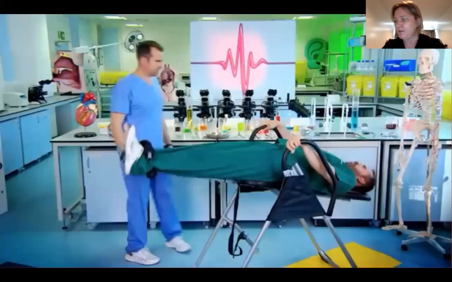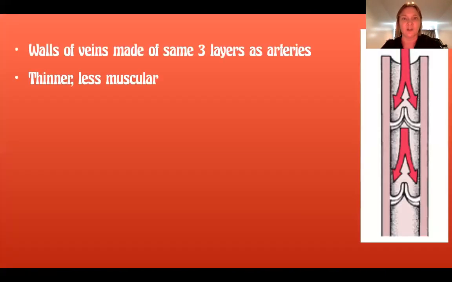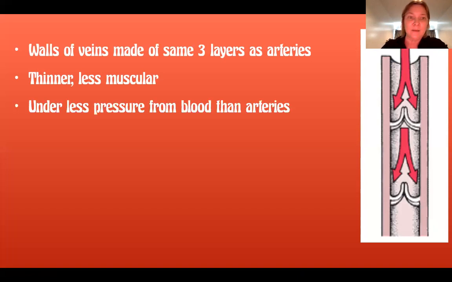I'm actually going to skip this. Maybe I'll upload it, but it's basically showing the structure of veins, that veins have valves, which I'd rather just talk about than have this video become an hour and a half long. So the walls of the veins are made of the same three layers as arteries. You have the inner endothelial tissue, the smooth muscle, and then the outer connective tissue. But because veins are under less pressure than arteries, because they're carrying blood back to the heart, the walls are thinner and less muscular.